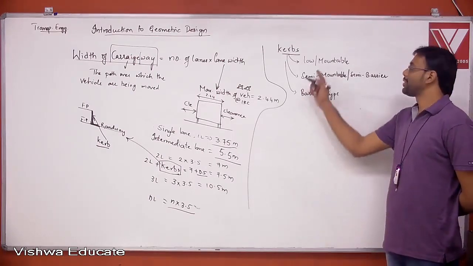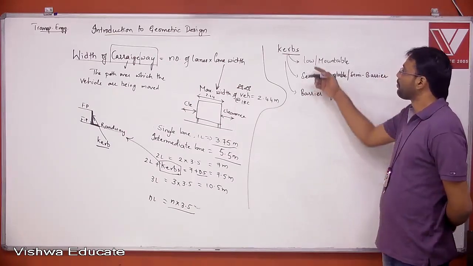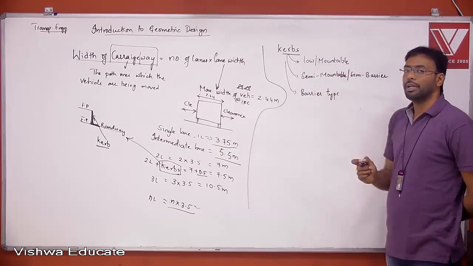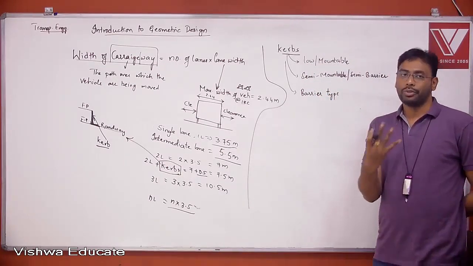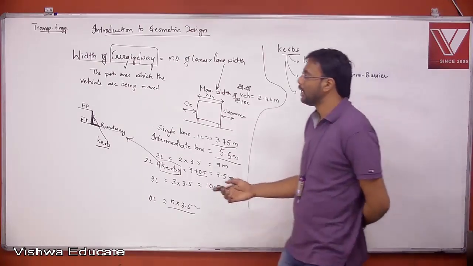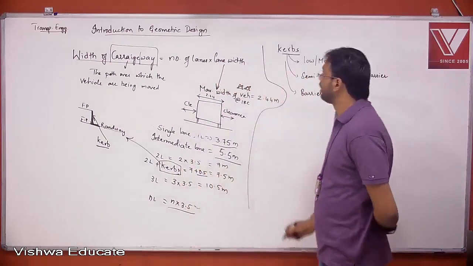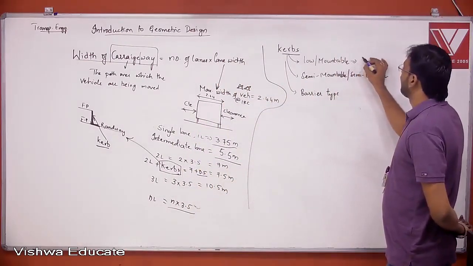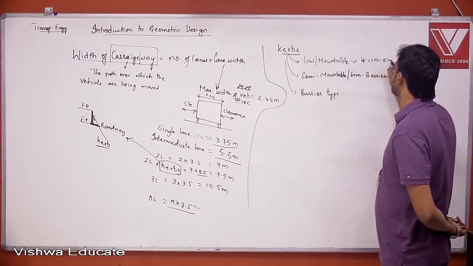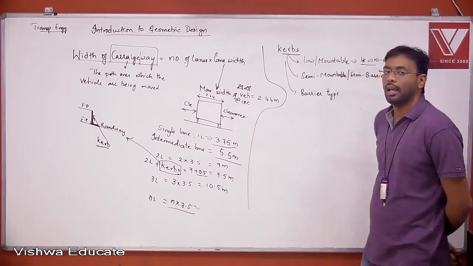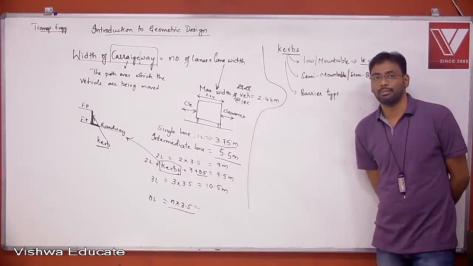Now the name itself says it. Low or mountable curb means your vehicle can easily mount it. Your vehicle can easily come onto the footpath, right? Generally, if the height is in between 10 to 15 centimeters, then it is called a low or mountable curb. Your vehicle can easily climb that.